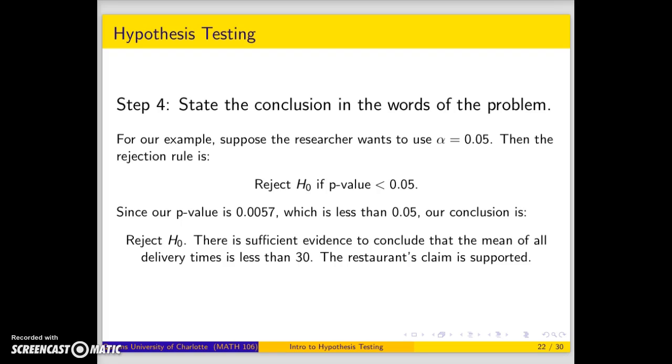And this supports the restaurant's claim. So this is the conclusion. This is step 4. If the p-value was greater than 0.05, we would conclude that we fail to reject H naught. There is insufficient evidence to conclude that the mean of all delivery times is less than 30. But since our p-value is less than 0.05, we reject H naught.